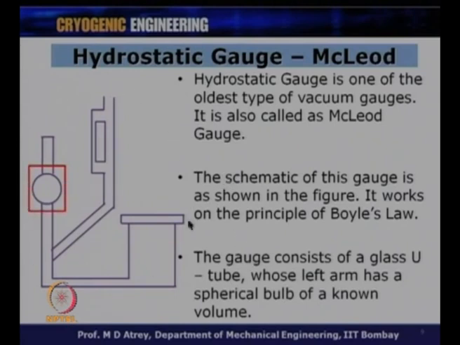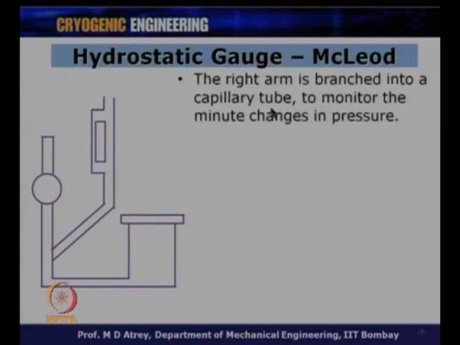Now, this is the schematic on which the McLeod gauge works, and we will try to understand the schematic as well as the principle on which this particular gauge works. The gauge consists of a glass U tube, which is what you see here, whose left arm has a spherical bulb of a known volume. So, let us say this is a U type and it has a spherical bulb of a known volume. The right arm is branched into a capillary tube. So, on the right arm there is one more branch, which is a capillary tube over here, and this again joins back the main arm. The right arm is branched into a capillary tube to monitor the minute changes in pressure.